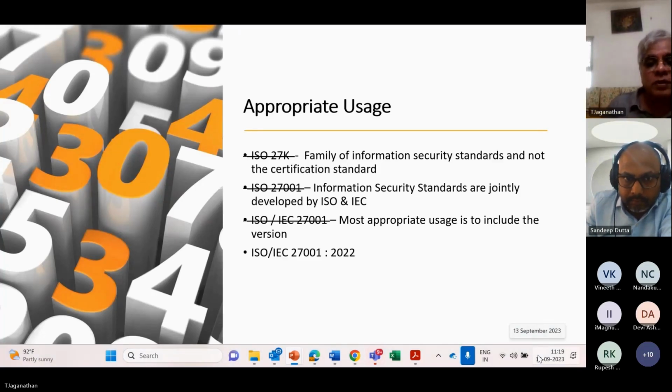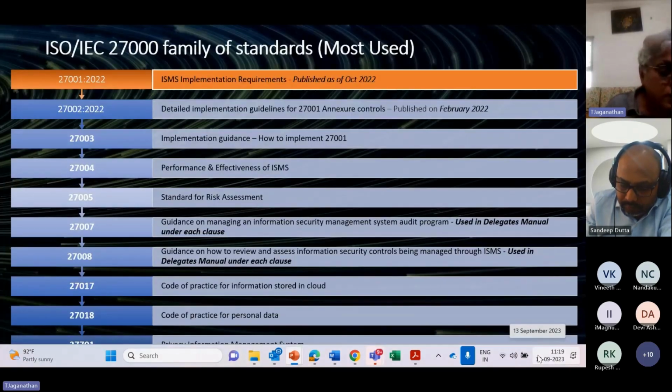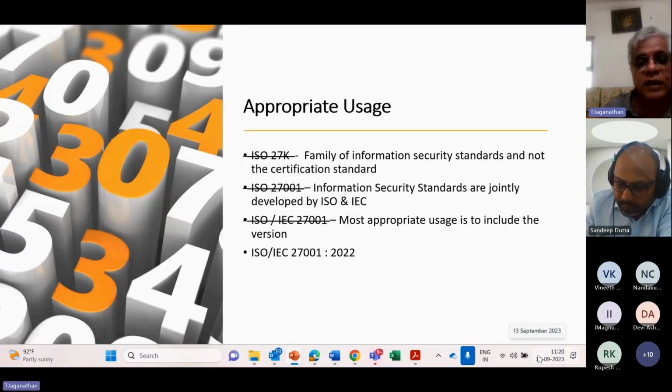Okay. Clear a little bit, though you don't really need to know all this for ISMS training, just an idea. You don't need to know 27701, but just an idea.